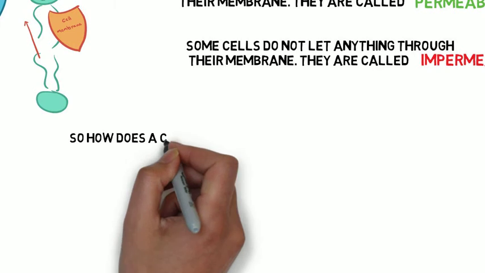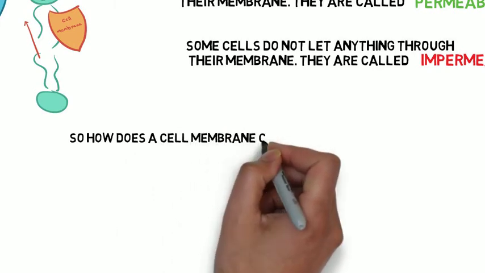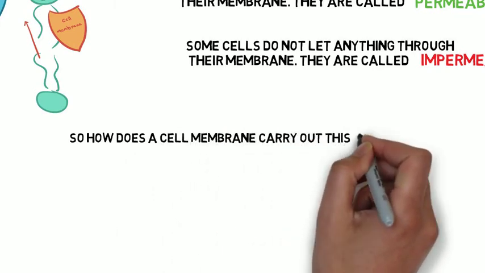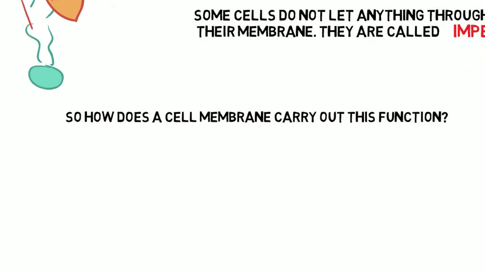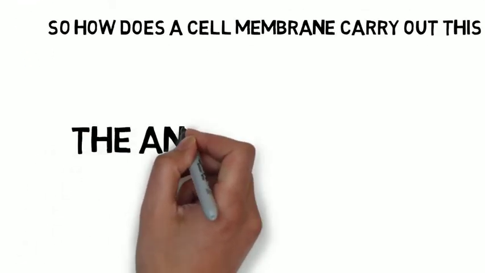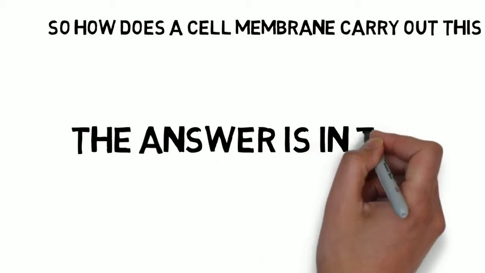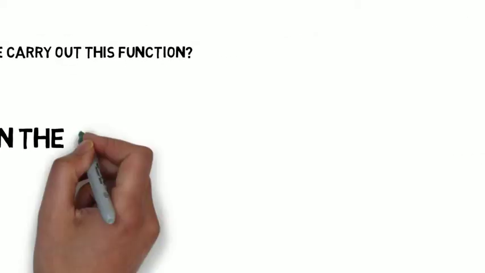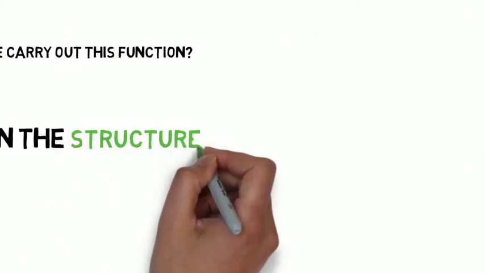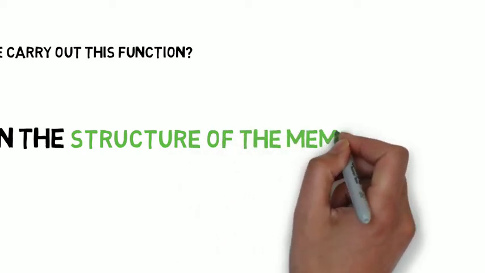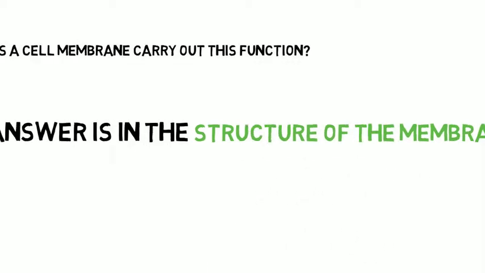So how does a cell membrane carry out this function? The answer is in the structure of the membrane. Imagine you have two small bags. One is made of plastic and the other is made of cheesecloth.